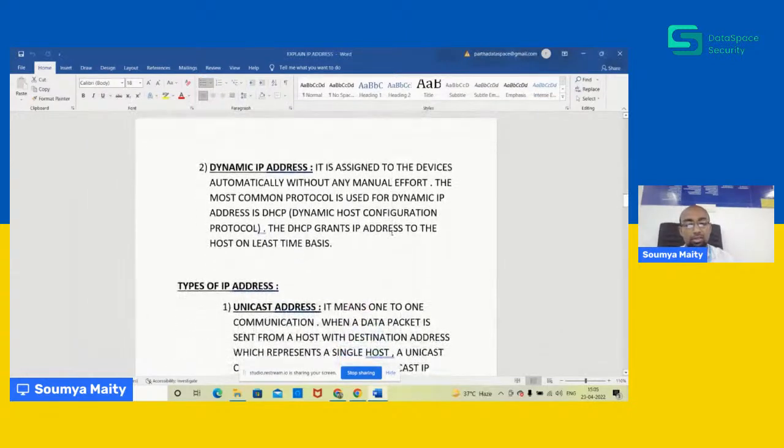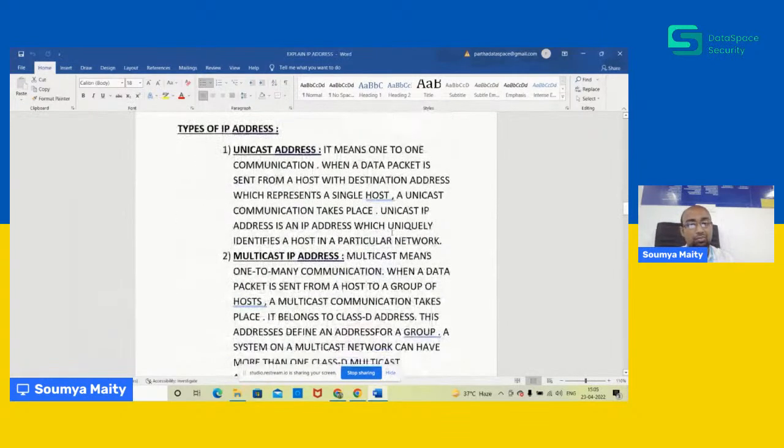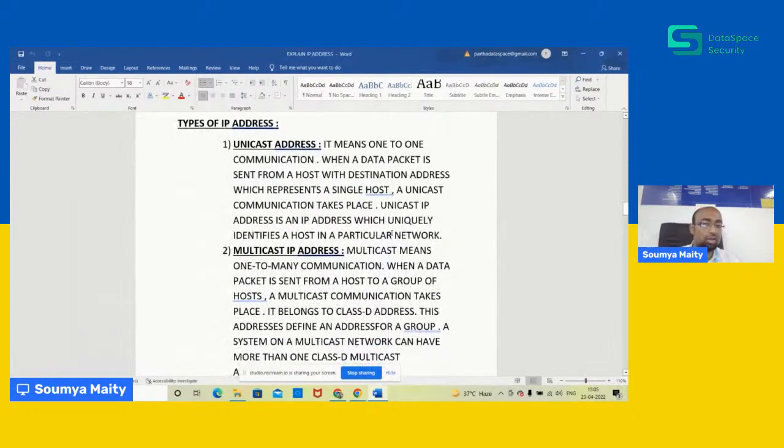Next, there are types of IP addresses. The first one is the unicast address. Unicast means one-to-one communication. When a data packet is sent from a host to a destination address that represents a single host, unicast communication takes place. A unicast IP address is an IP address which uniquely identifies a host in a particular network. When we send our data to a particular host in a network, we can use our unicast address.